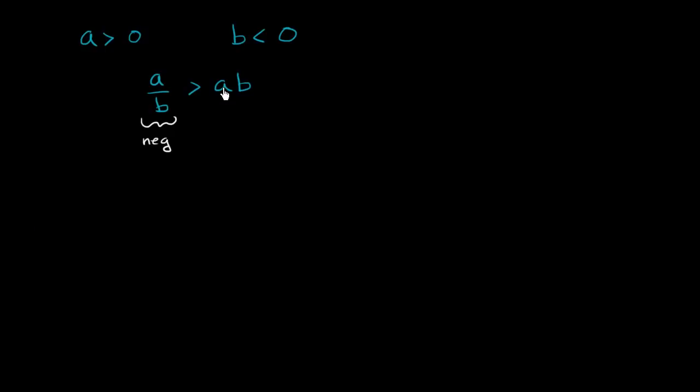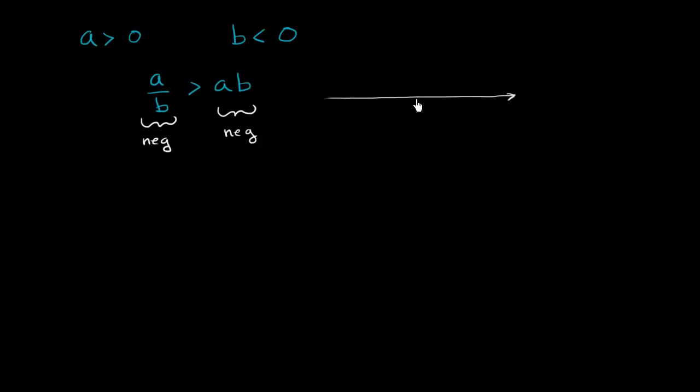What happens if I take a positive times a negative? Well, ab is also going to be a negative. A positive times a negative is also a negative. So really what we're saying is that we have two negative quantities, and this one right over here is greater than that one. So let's visualize that on a number line.